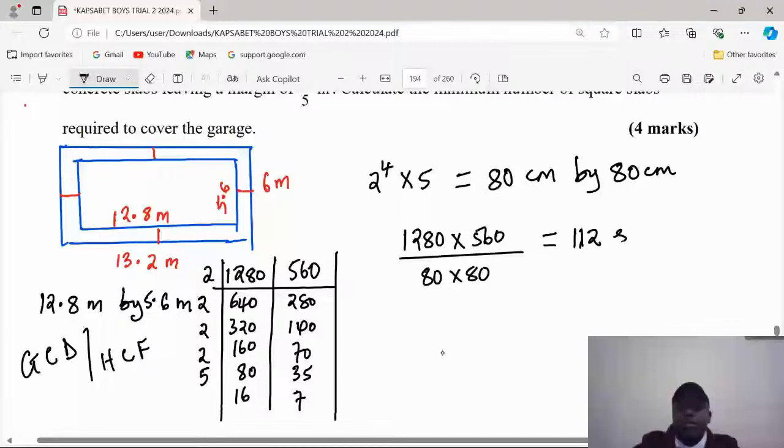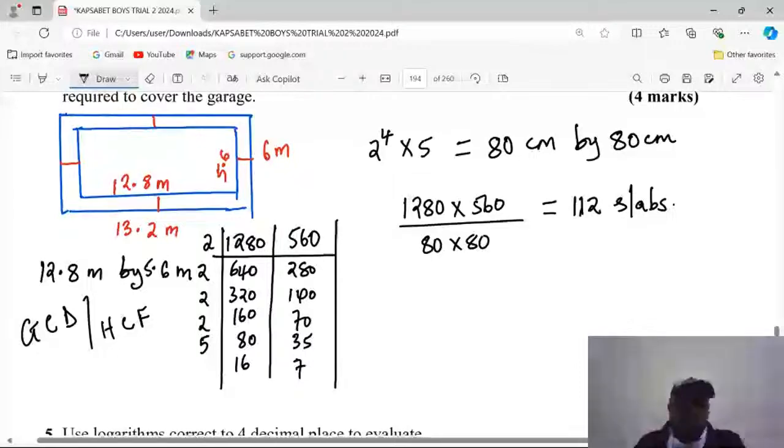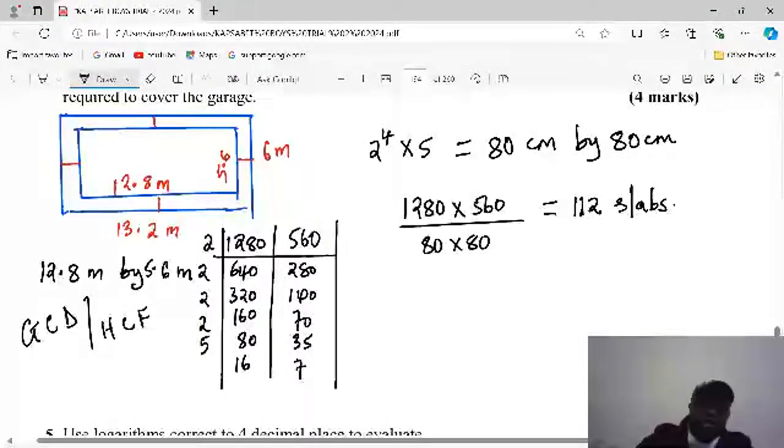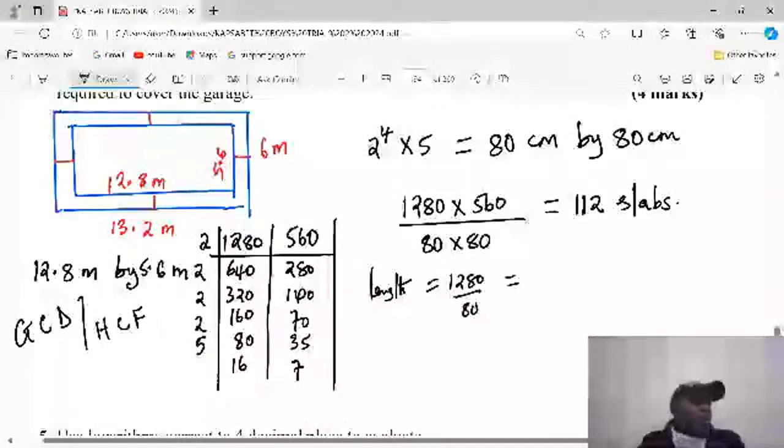So that one is sorted. Alternatively, on the number of slabs, we can do this. We can have someone saying that along the length, we shall have 1280 divided by 80. So along the length, we're going to have 16 of them.